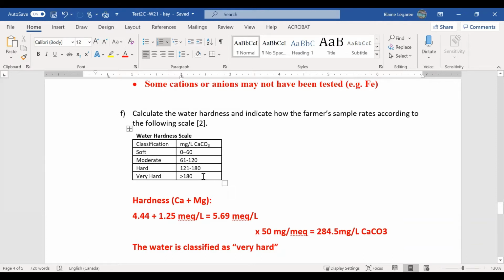And so according to this scale, it's very hard, and this is kind of making me laugh because I meant to change the question to not give us very hard. And so when I was reading everybody's answers, I'm like, what? And then I realized I had not modified the concentrations of calcium and magnesium to make them a little bit lower.